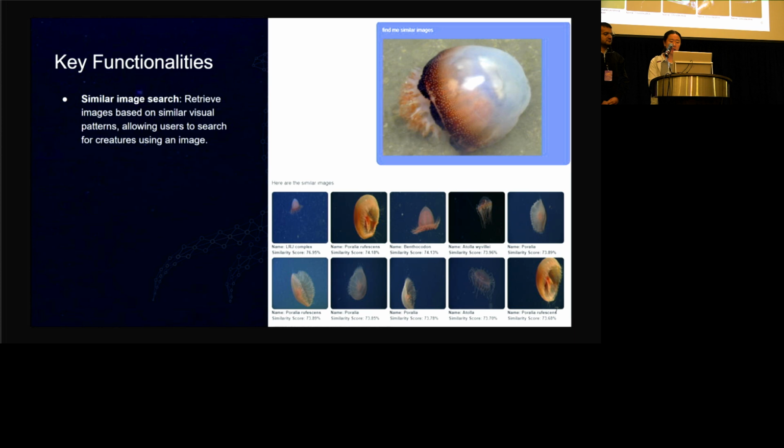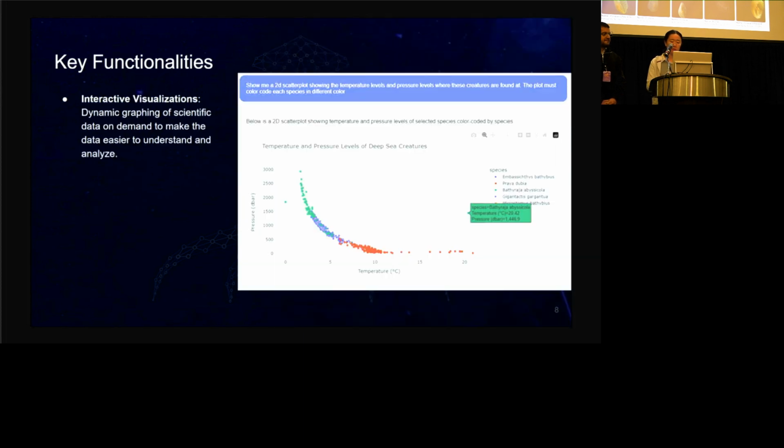They could even input an image to find similar images in the database. For example, if they want to identify this jellyfish, they could input that into our system, and it would be able to retrieve the images that are similar so that they could find the scientific names. It's also able to output a graph to help the user visualize the data in the database so that they could understand and analyze it more easily.